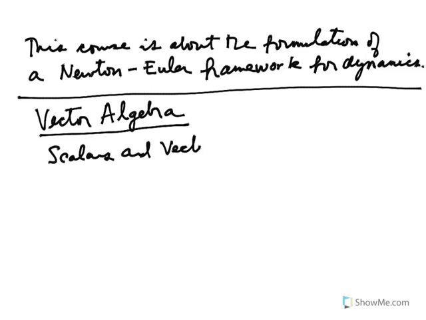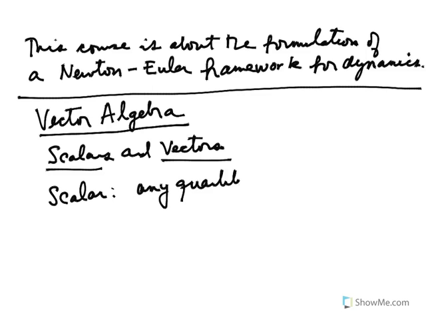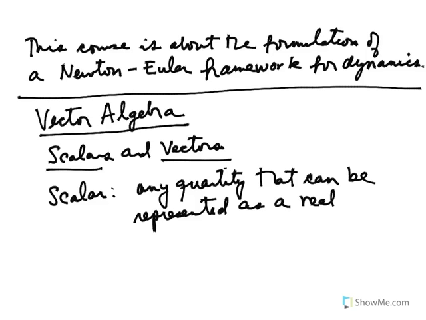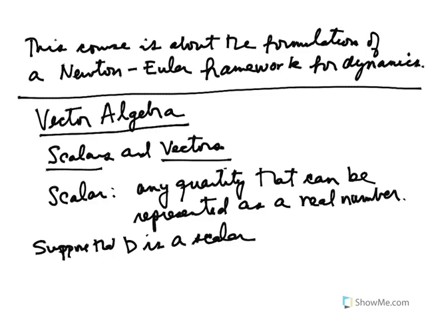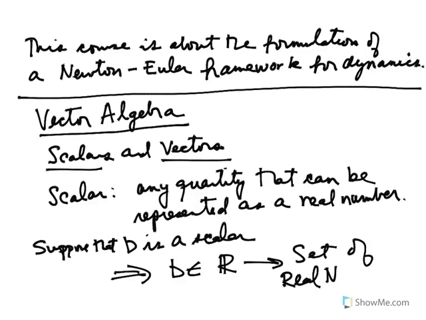Now, the first thing we need to do is define a scalar and a vector. So what's a scalar? A scalar is any quantity that can be represented as a real number. And we're not going to be dealing with anything other than real numbers in this course. So, for example, suppose that B is a scalar. Then that implies that B is an element of the real numbers, where this notation here is the set of real numbers.